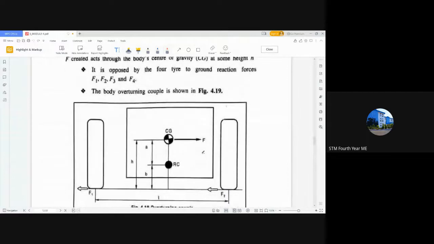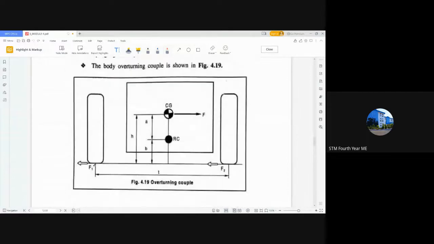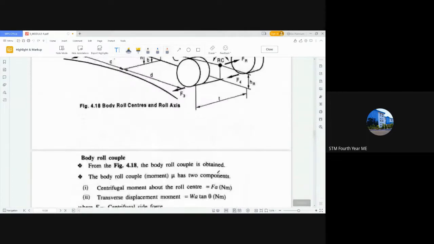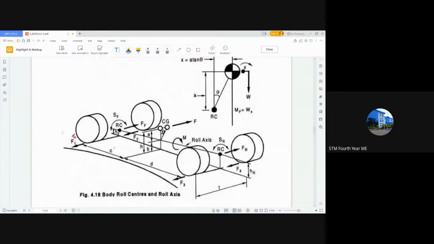So this figure shows the front wheels. How do you know that it's the front wheel? There is a term here, F1 and F2. If you look at the previous diagram, there are two forces here, that is F1 and F2. So what was F1 and F2? We know that the vehicle moves in the direction of the resultant force F.